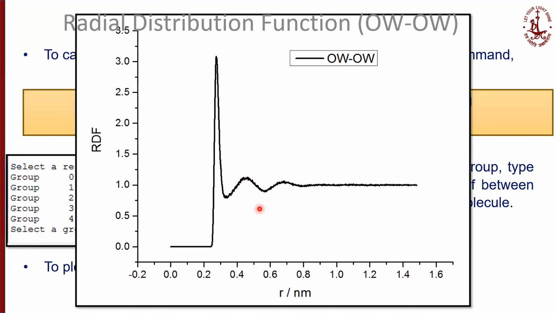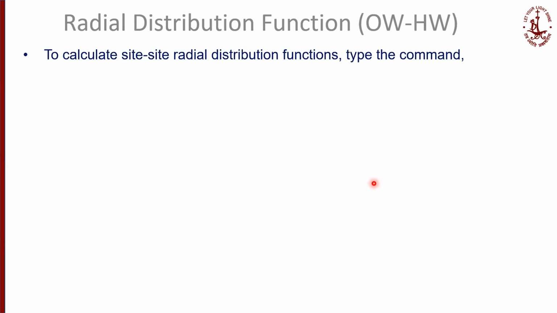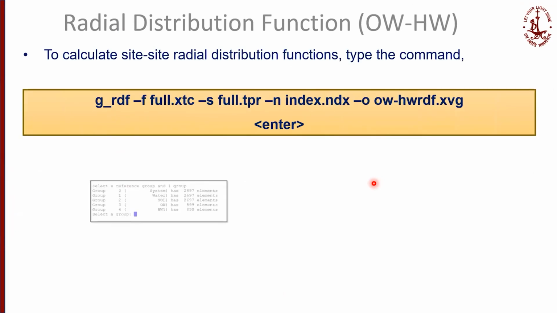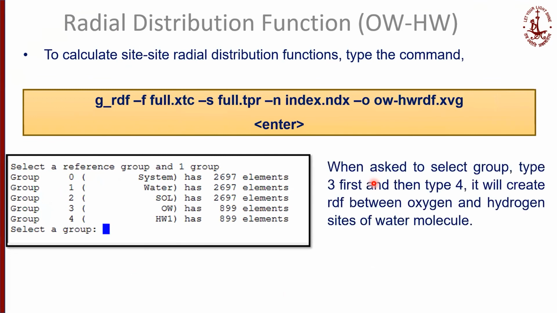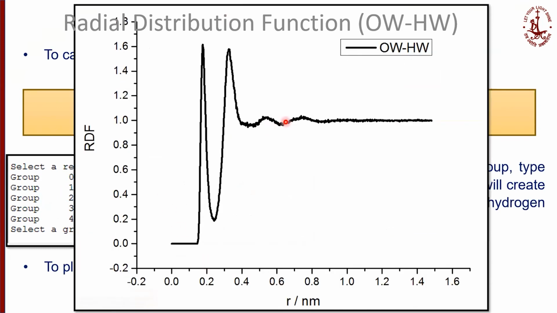So you have 1 peak, 2 peak, 3 peak, and after that, as I told, at larger distance, it reaches 1. Because GFR or radial distribution function is the ratio of local density to bulk density. After a certain distance, local and bulk becomes equal, so it becomes 1. This is between oxygen. Now between oxygen, hydrogen also, you can find out RDF, and what you have to type out is 3 and 4 instead of 3 and 3. Once you do, you get a plot like this, which is slightly different from the previous one.